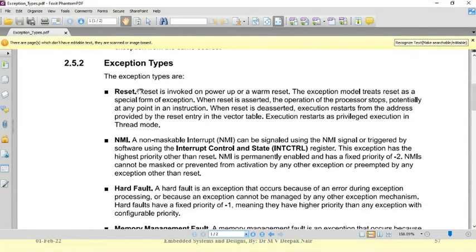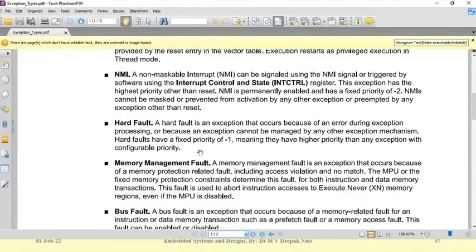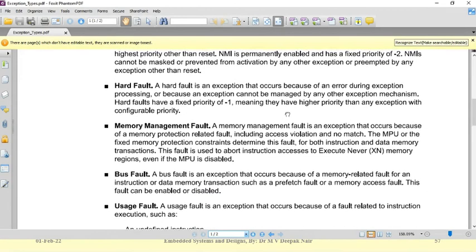Whenever you press the button or the power button or you reset the system, it is an exception. Suddenly the microcontroller has to stop everything and restart the whole system with 0: the memory 0, the RAM 0, the program starting address 0. So it is an exception. NMI, non-maskable interrupts, those kinds of exceptions are also there. Hard fault means those faults which cannot be handled by the software part. Okay, so those kinds of exceptions are there.